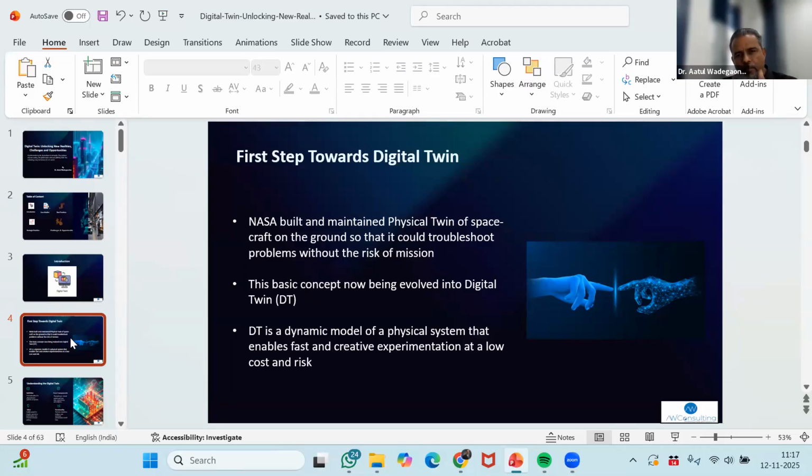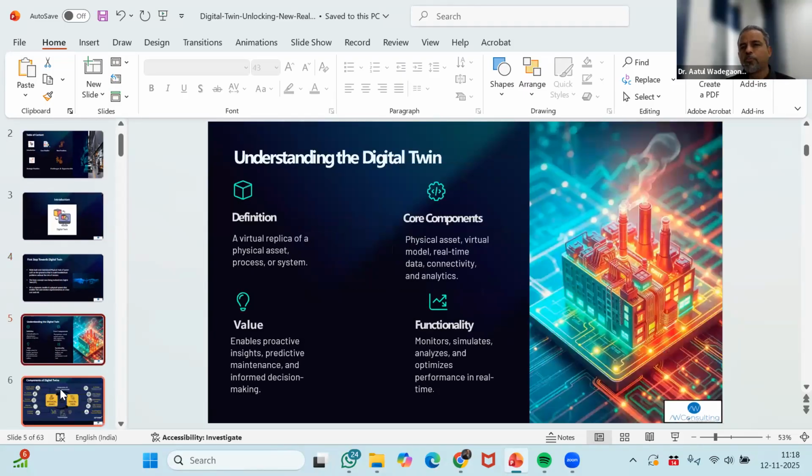Typically, a digital twin is a dynamic model of a physical system to help us experiment with things, simulate things, and consider various options at very low cost and low risk. If you want to understand the digital twin, the first is the definition. It is a virtual replica of a physical asset, process, or system. We'll take examples in our case studies also where it is a replica of a process or system or physical asset.